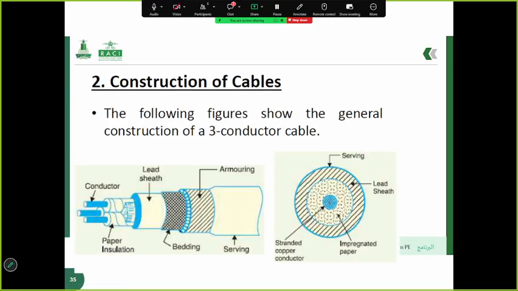Okay, let's examine the construction of a three-core cable as shown in the figure. This type of cable is made of multiple layers, each serving a specific purpose to ensure safe and reliable power transmission. So the main components of a three-core cable are conductor, paper insulator, lead sheath, bedding, armoring, and serving. You can see this in the figure.